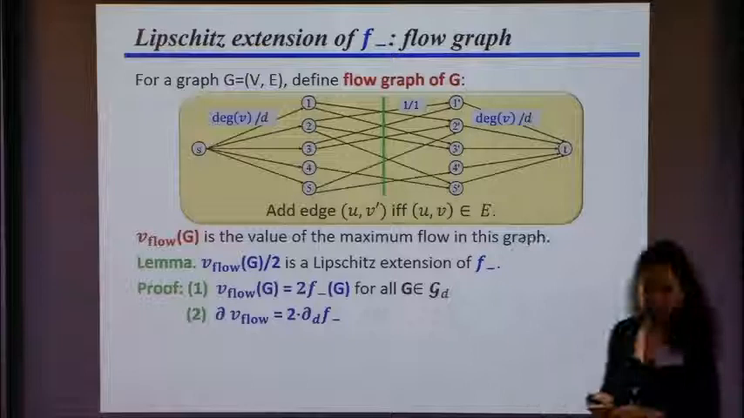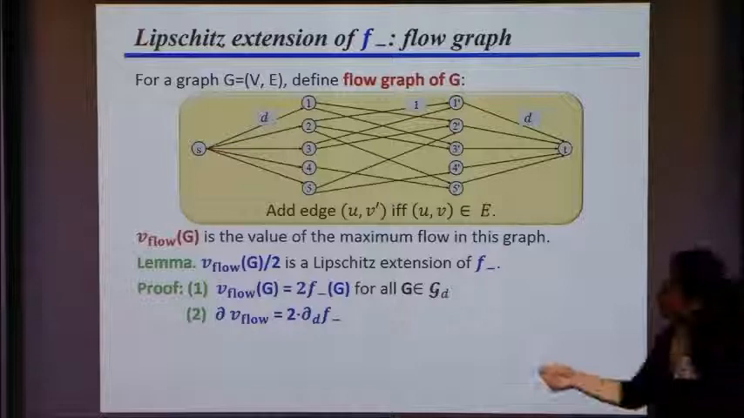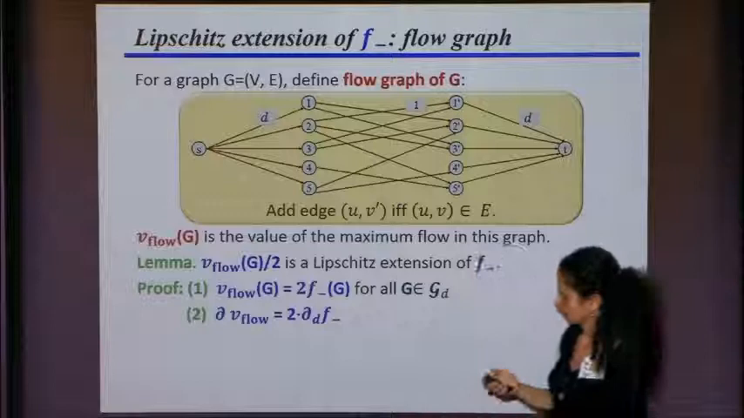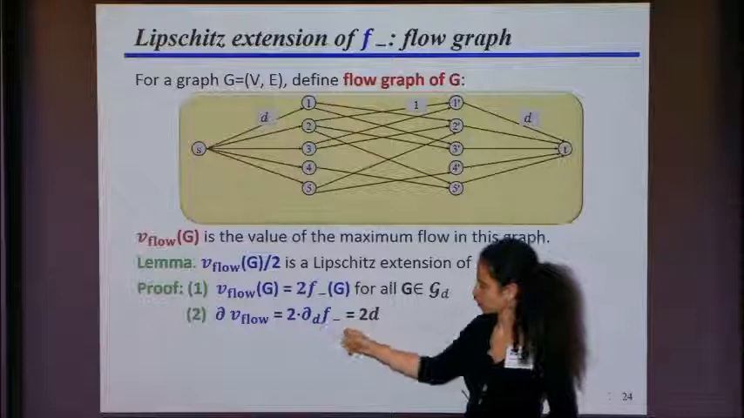So now let's prove that the global sensitivity of this flow function is at most 2 times the global sensitivity over bounded degree graphs. And recall that the global sensitivity over bounded degree graphs was just d, so this is equal to 2d.